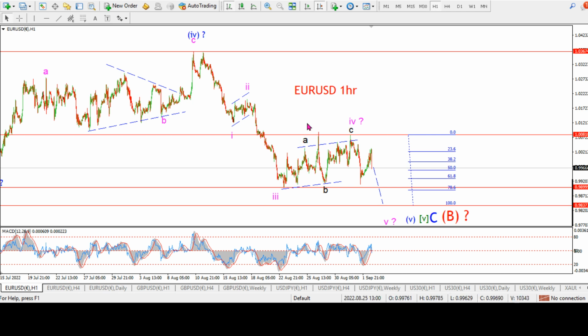We have a pretty good classic kind of complex correction here. So 3 up in A, expanded flat correction B, and then 3 up again in C. So a triple 3 in wave 4, and we moved pretty sharply down out of that yesterday. So we might have a 1-2 pattern here.